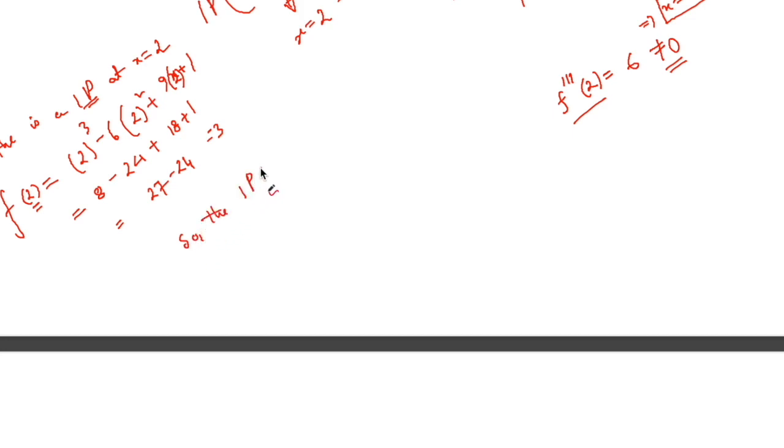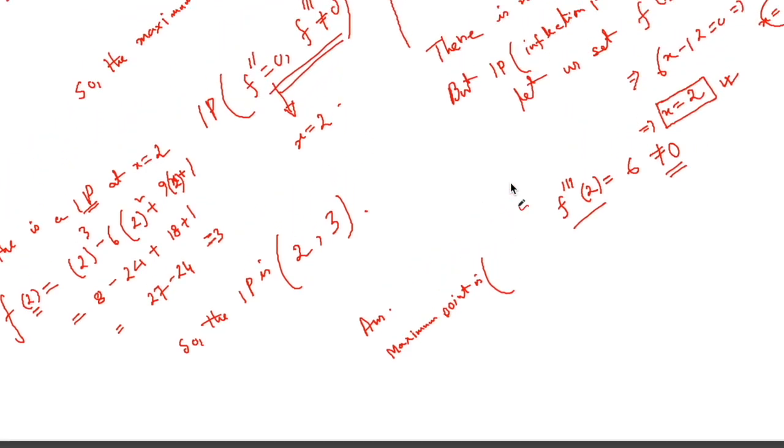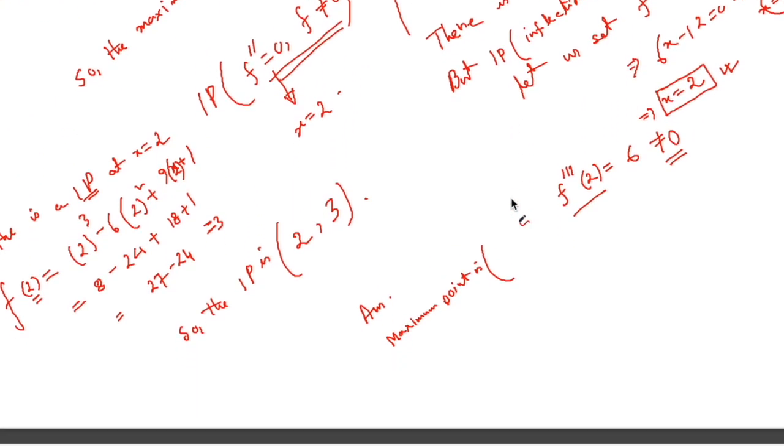the IP is, x coordinate কত IP এর, x coordinate কত, 2, y coordinate 3. তাহলে তোমার এখানে কি অ্যান্সার পেলাম আমরা ফাইনালি? Our answer is this: maximum point is what? 15.